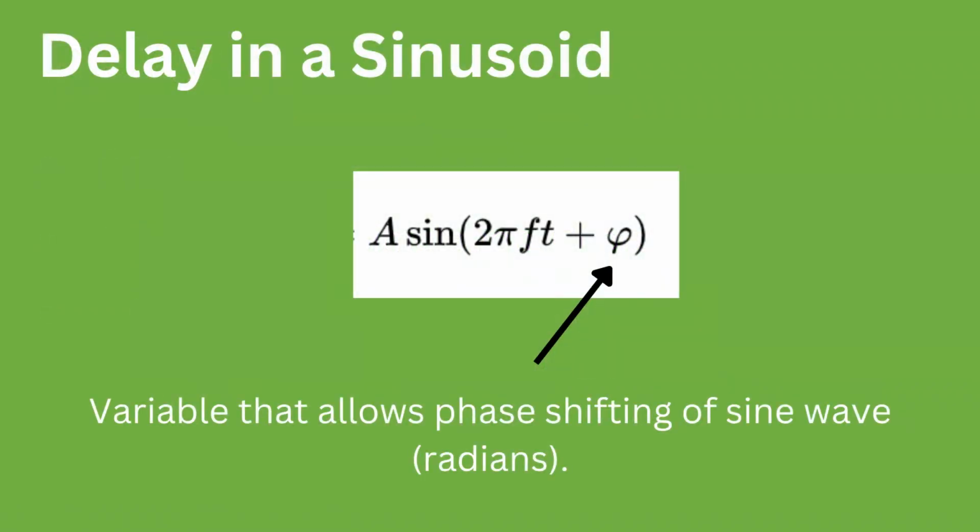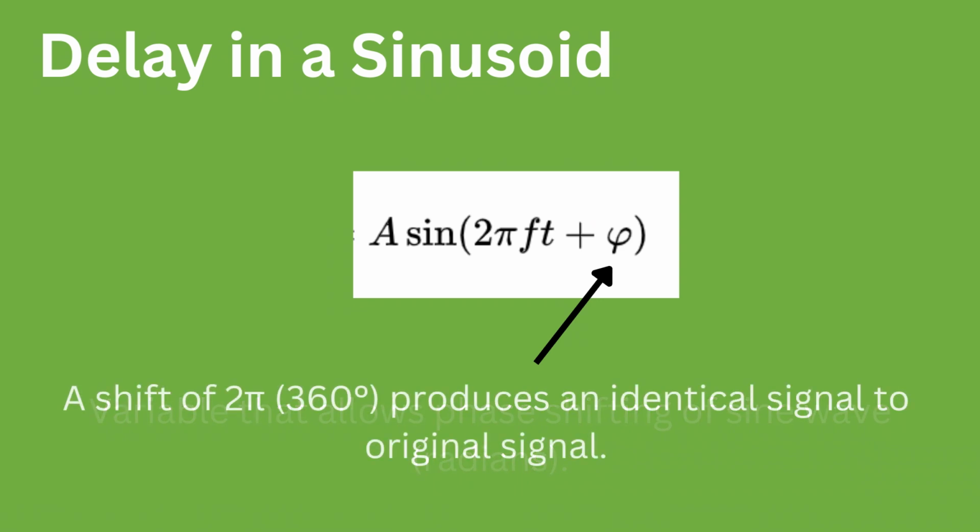So the most basic form of delay is on a sinusoid. So if you have a tone generator with the traditional sine wave formula, there's a variable that allows you to shift the phase of that sine wave, and that is essentially just adding an offset inside the sine term. And when we do this, applying a shift of 2 pi essentially creates an identical signal to the original when played at the same time. This is only true of periodic waveforms.